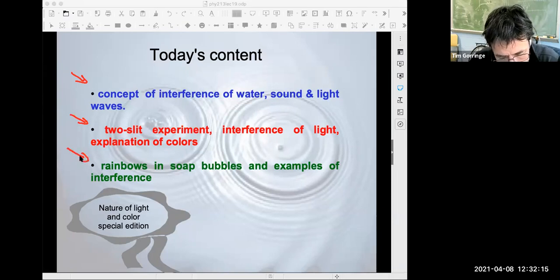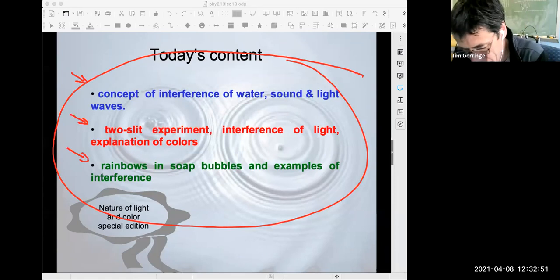And then I'm going to talk about a more natural phenomena. If you've ever seen soap bubbles, if you've ever made soap bubbles, you know that when you blow soap bubbles, you see these amazing colors, this kind of rainbow of colors in the soap bubbles. And that's actually a natural phenomena that's related to interference of light. And so those are our topics for today. So this really is today's plan here.